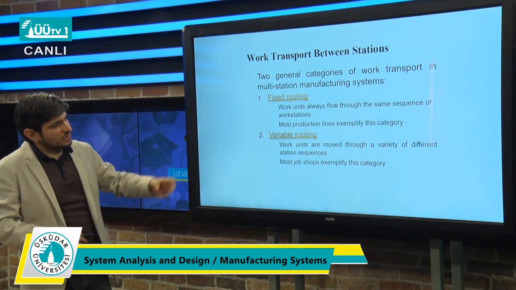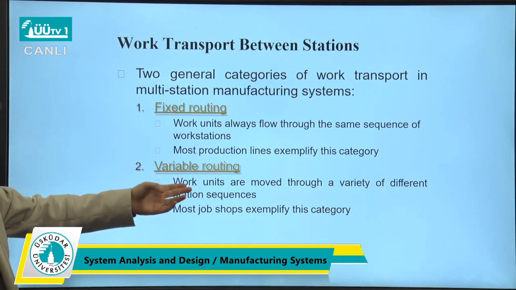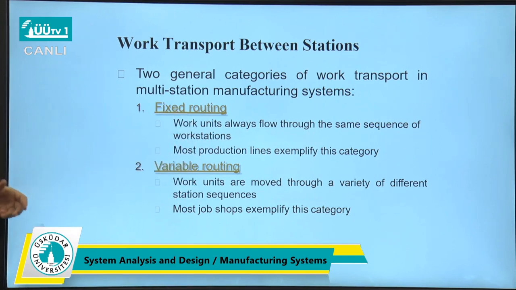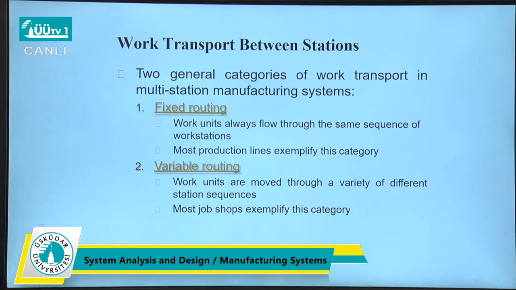And we have two different types of work transport between stations, such as the fixed routing and the variable routing. The fixed routing is a common example of this work transfer between stations, as we see in many organizations. And in the variable routing, the work units are moved through a variety of different station sequences. So most job shops exemplify this category.